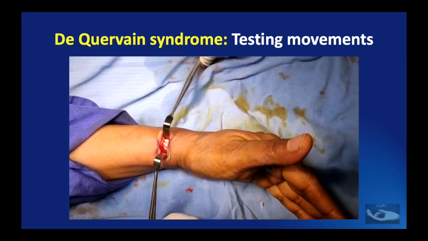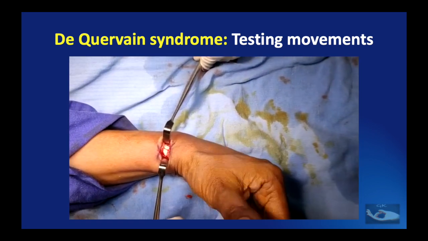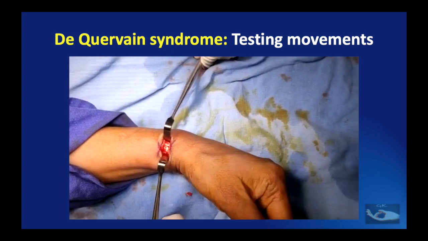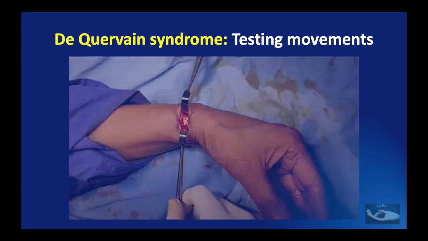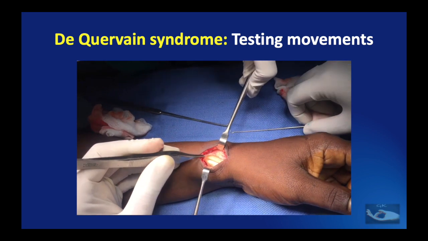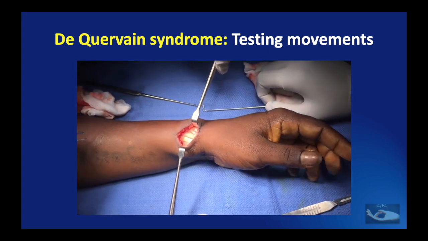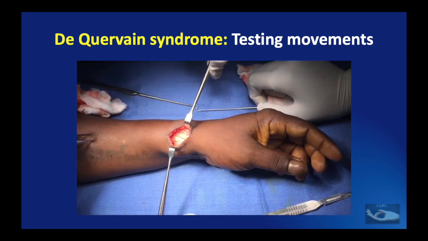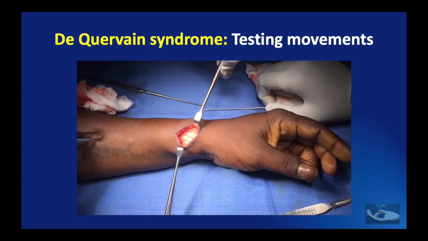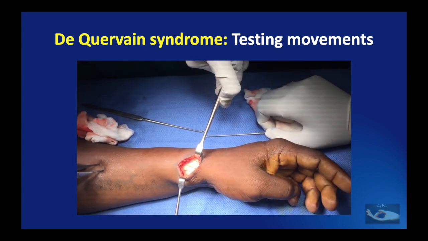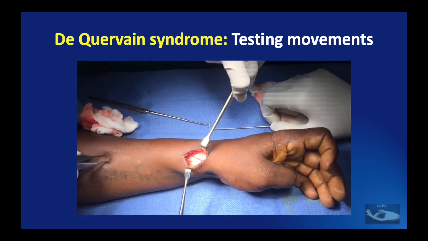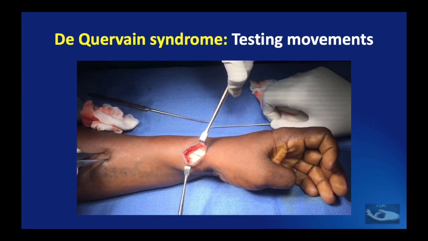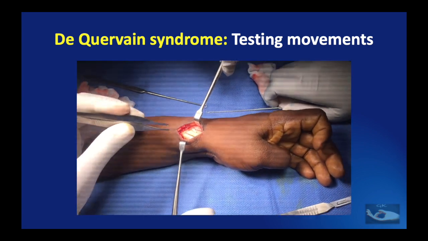The question may be, when there is a local anesthetic that has been infiltrated, how will the patient be able to feel the pain? The most important thing to remember here is this pain was caused by the catch in the tendon movement through the compartment. So the patient will be able to perceive the catch if there is any on doing these movements.